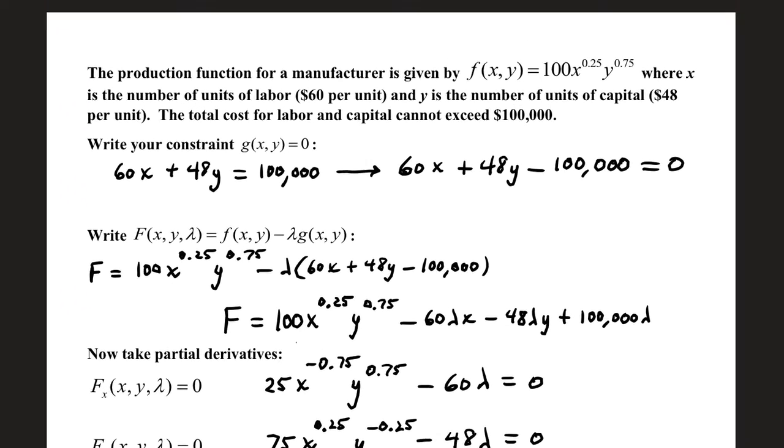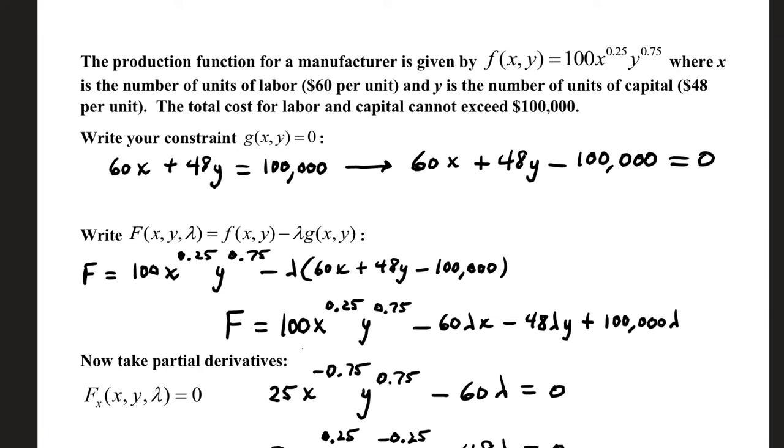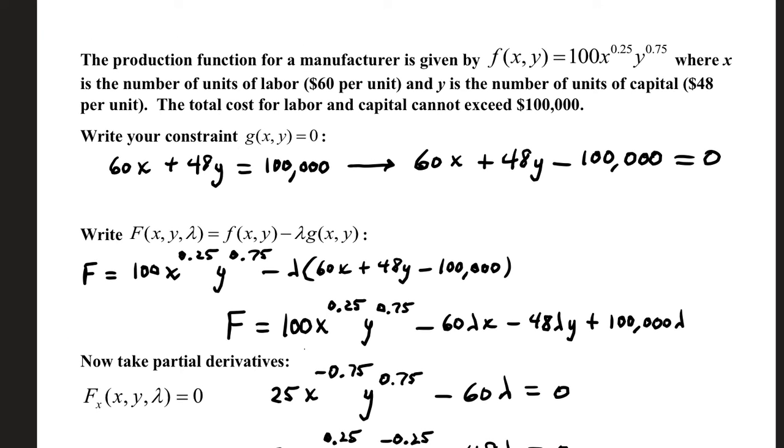This next function is called a Cobb-Douglas function. You see it a lot in your economics classes. The production function for a manufacturer is given by function f of xy as 100 x to the 0.25 power times y to the 0.75 power, where x is the number of units of labor at $60 per unit, and y is the number of units of capital at $48 per unit. The total cost for labor and capital cannot exceed $100,000.